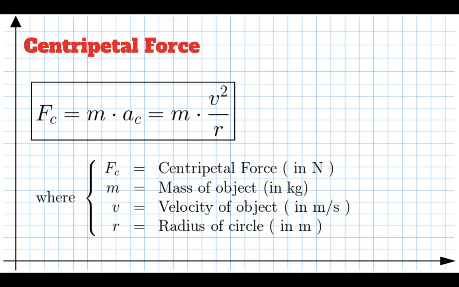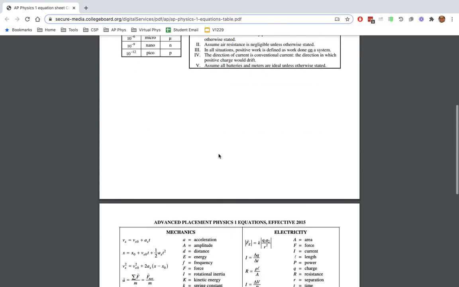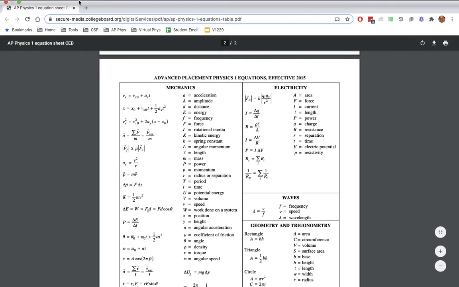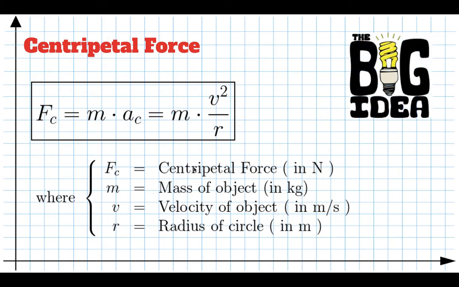In your AP exam reference sheet, which looks something like this, here it is. If you scroll down, right here it tells you the centripetal acceleration. So the centripetal acceleration is v squared over r. Of course, F equals ma, so the centripetal force equals the mass times the acceleration, or m v squared over r. So that's where it is on your reference sheet. All right, and that's the big idea.